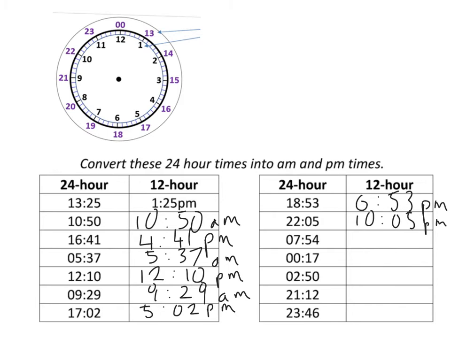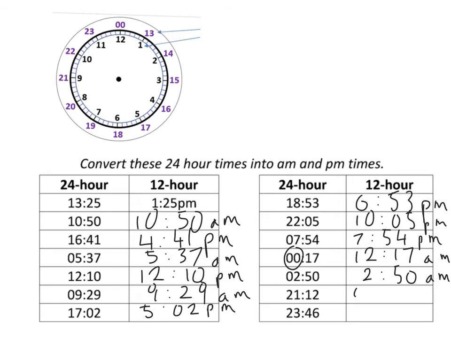07:54, that's a morning time, so it's going to be 7:54 a.m. You can see that this is a morning time, and this is going to be 12:17 a.m. Another morning time, 2:50 a.m.